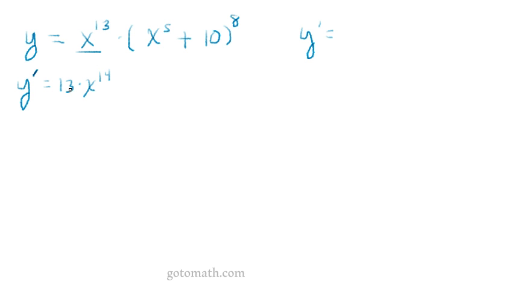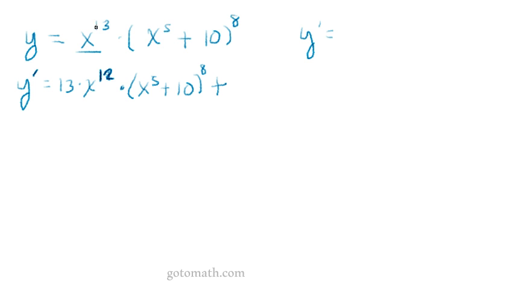So we take the 13, bring it out front, and subtract 1. And of course I didn't subtract 1. This should be a 12, not a 14. Not sure why I wrote that. Okay, and then we just rewrite the second part: x to the 5th plus 10, and that's all raised to the 8th power. Okay, this is the product rule.